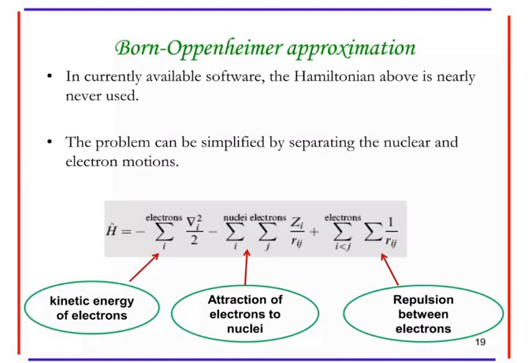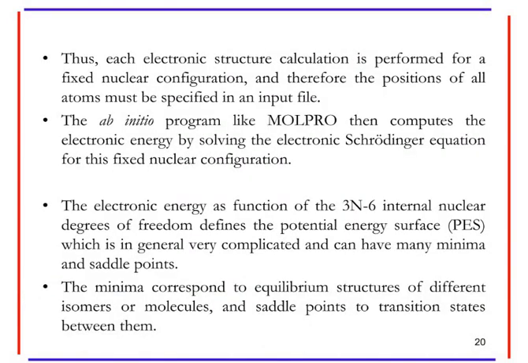So, the Born-Oppenheimer approximation, what is that? In currently available software, the Hamiltonian above is never used. The problem can be simplified by separating the nuclear and electron motion. So you can see the kinetic energy of electrons, attraction of electrons to nuclei, and repulsion between electrons. Each electronic structure calculation is performed for a fixed nuclear configuration, and therefore the positions of all atoms must be specified in the input file.